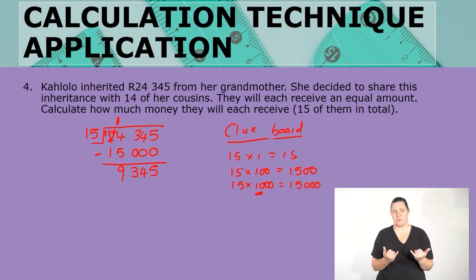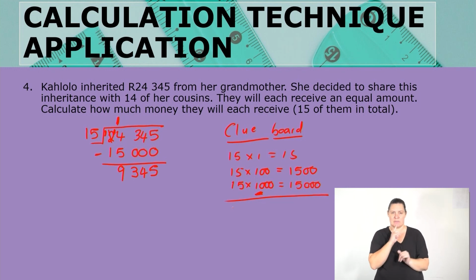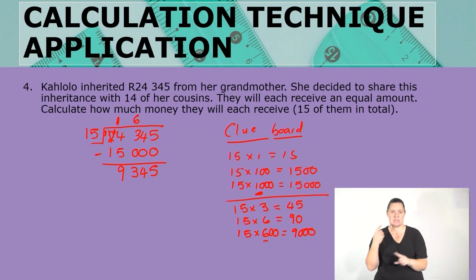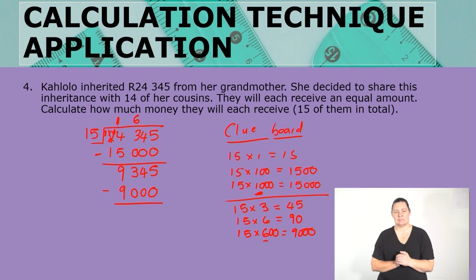So now we are going to check how many groups of 15 we can get in 9,345. So let's go back to our clue board. We are trying to get as close as possible to 9,000. Now I'm thinking of 15 multiplied by 3, which gives us 45. But when we say 15 multiplied by 6, that is going to give us 90. So that means we can work on that because 15 multiplied by 600 is going to give us 9,000. We're going to work with that because we multiplied by 600, then we are going to place the 6 in the hundreds column and we are going to say 600 multiplied by 15, that is going to give us the 9,000. We are going to subtract, and when we subtract 9,345 minus 9,000, that leaves us with 345.